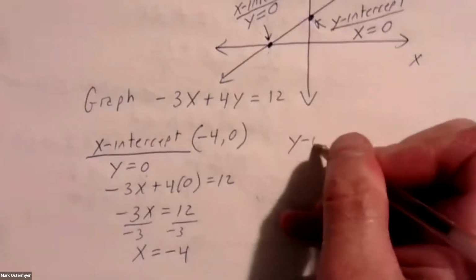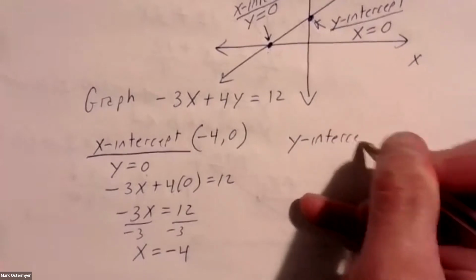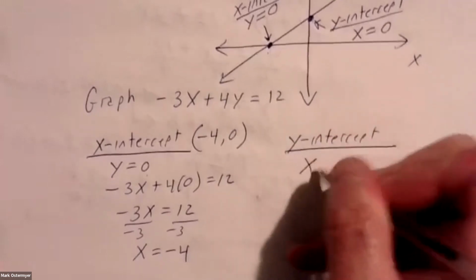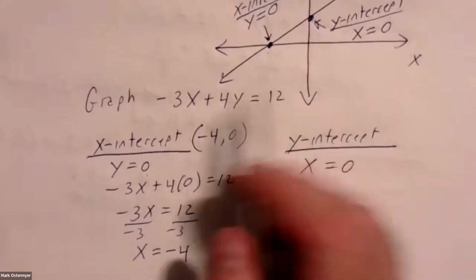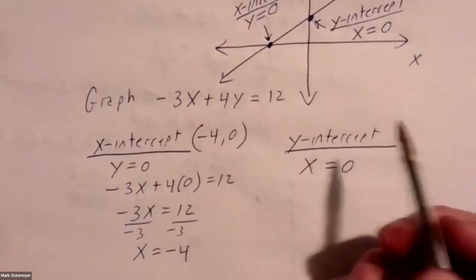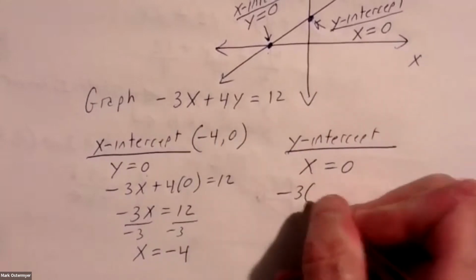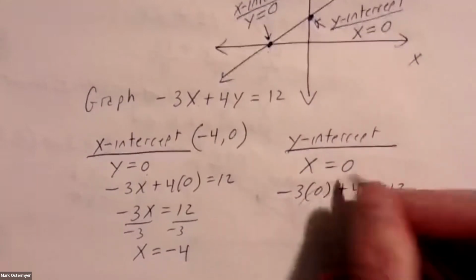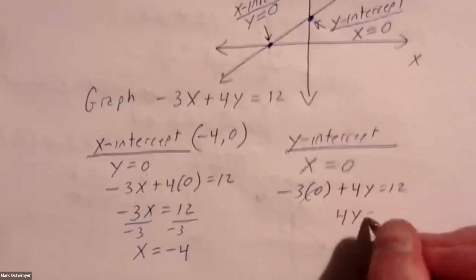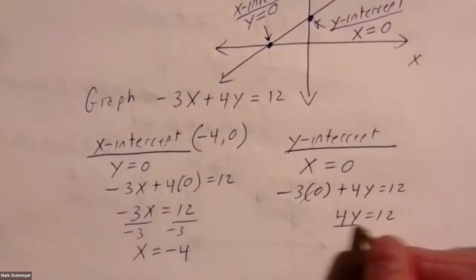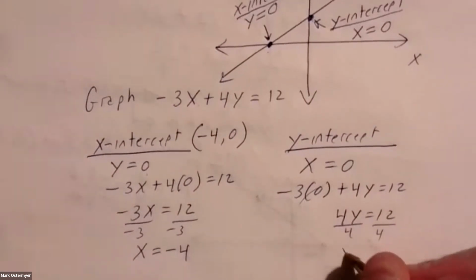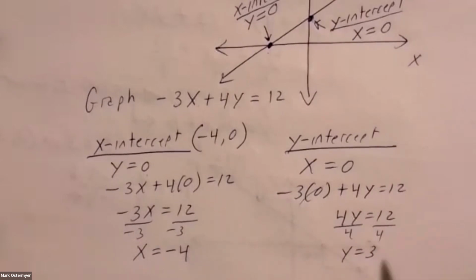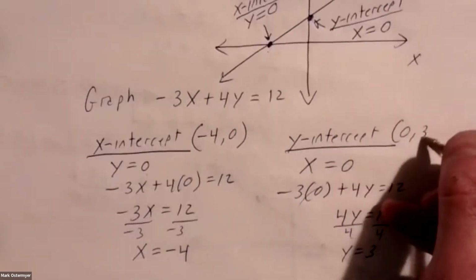To find the y-intercept of this linear equation, we always set x equal to 0. Take 0, substitute it in for the x variable into the equation, and the equation then collapses down. This is gone, collapses down to 4y equals 12. To find y, we divide both sides by 4, and we get y is equal to 3. That's your y-intercept, or as an ordered pair, your y-intercept is 0, 3.